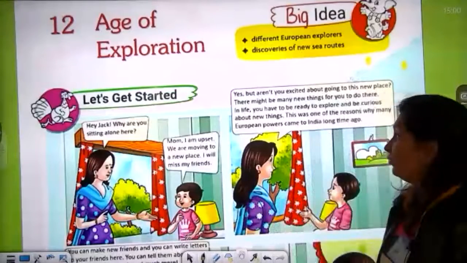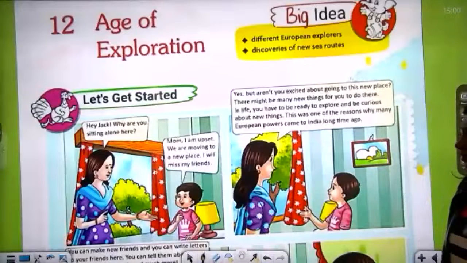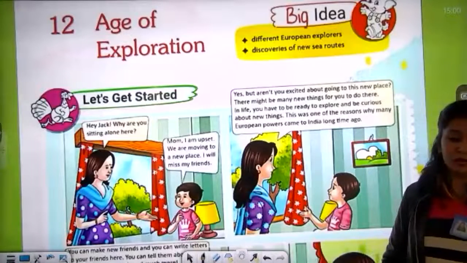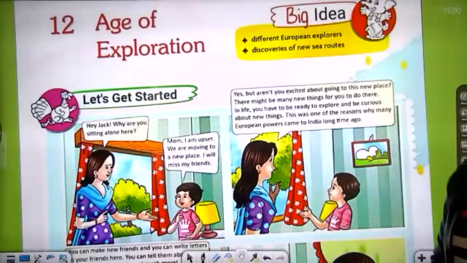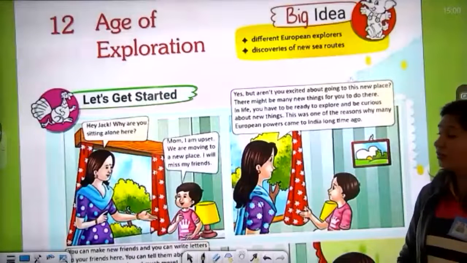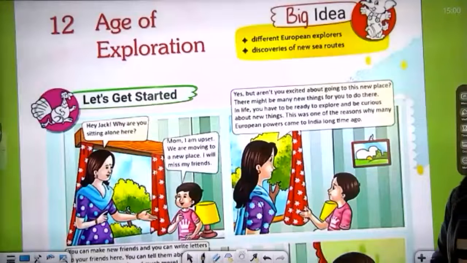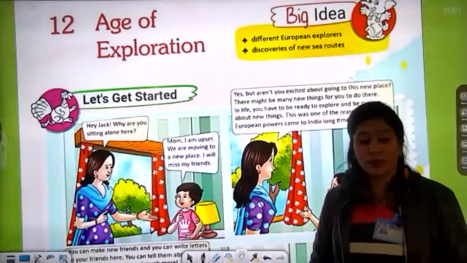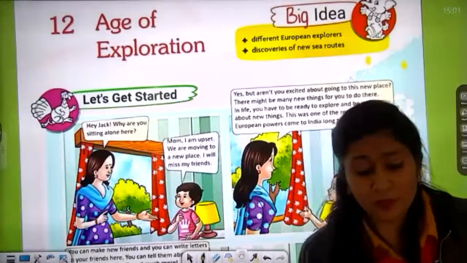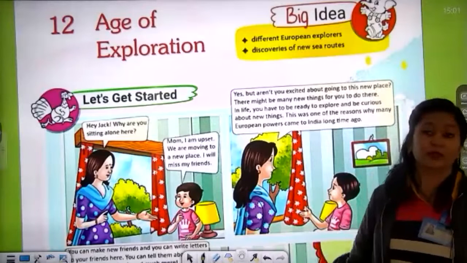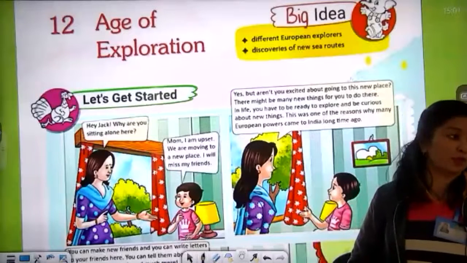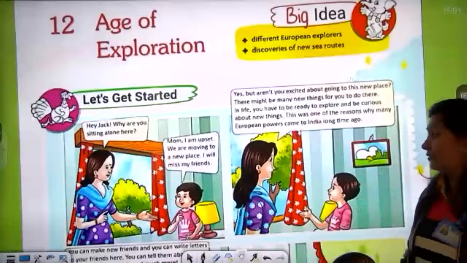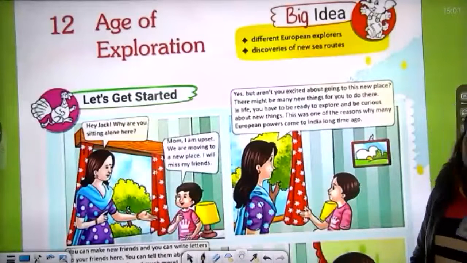Okay, so at the first instance, one story is given. One child named Jack is there, and he was very upset, sitting alone. So his mother asked him why he was so upset and sitting alone. He replied that he didn't want to go to the new place, because they were moving, and he was not willing to go because he is going to miss his friends and this place.